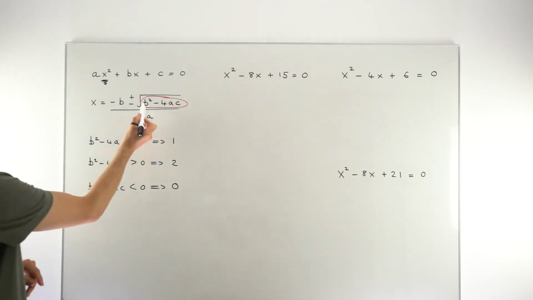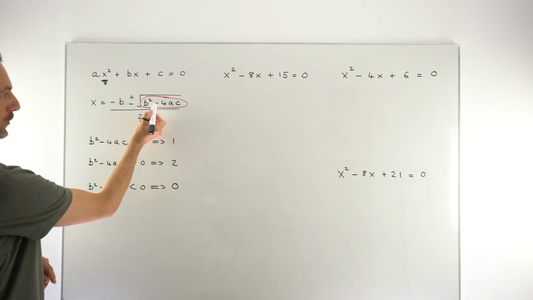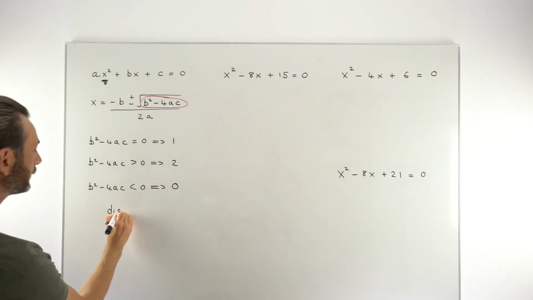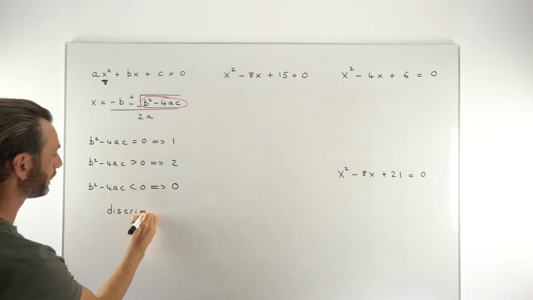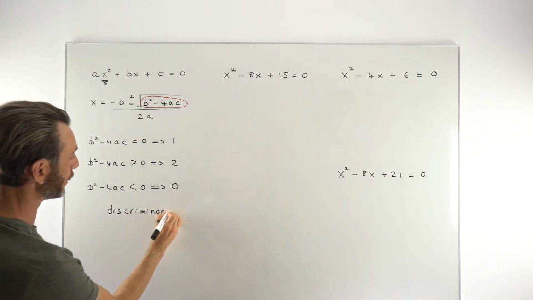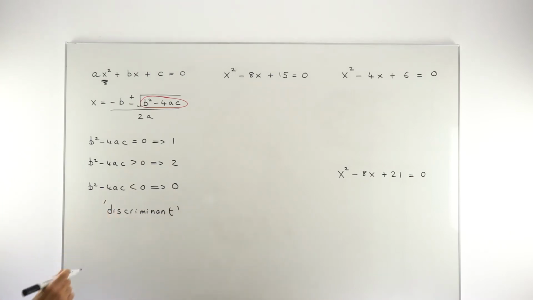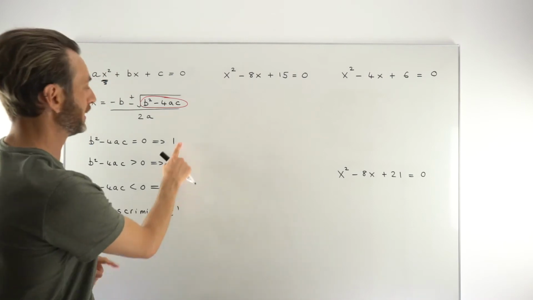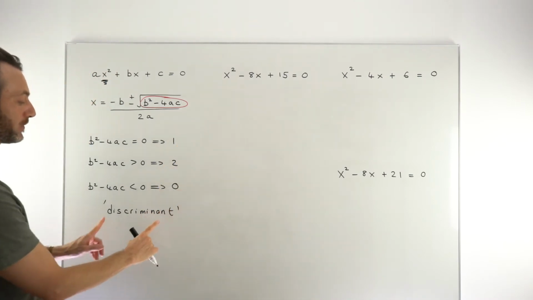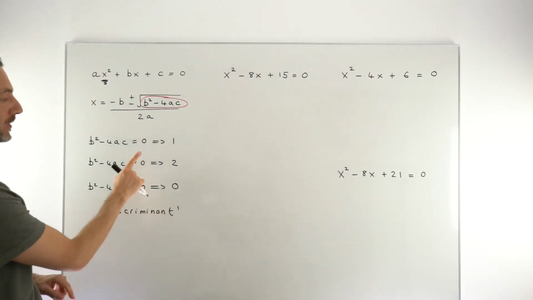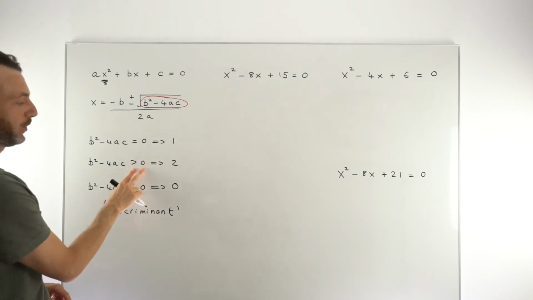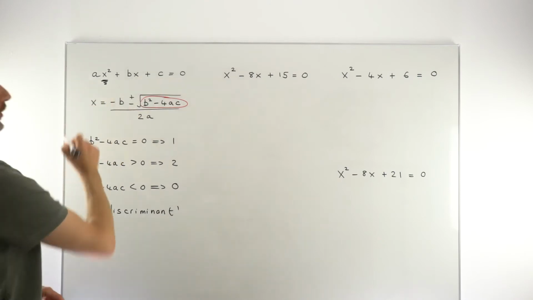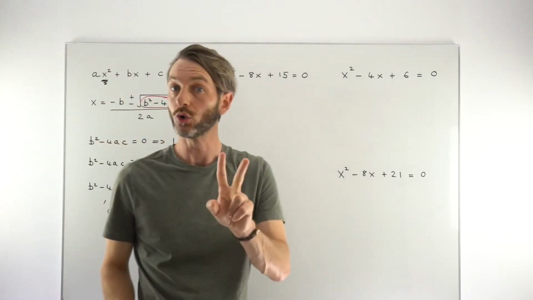So you can see the importance of this b squared minus 4ac. In fact, it's so important it's got its own name. It's called the discriminant. If you're familiar with quadratic equations, you will definitely have seen that term before. It's called the discriminant because it helps discriminate between these three different scenarios. So just by working out your discriminant value and seeing whether it's 0, some positive number, or some negative number, that will tell you whether the original equation has got 0, 1, or 2 solutions.